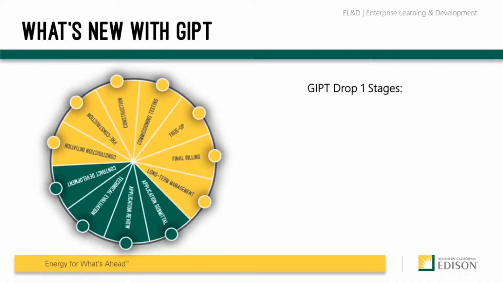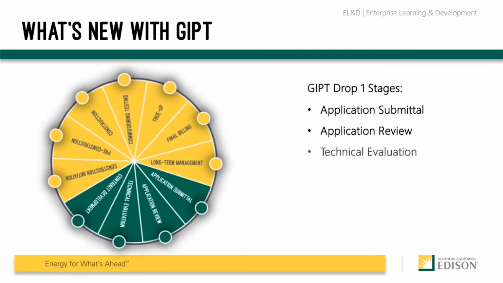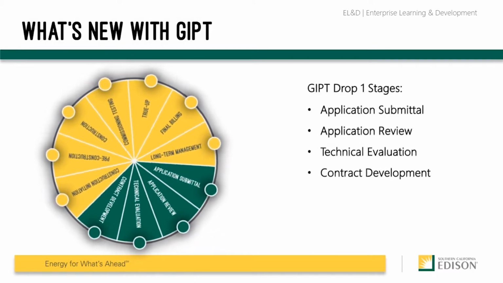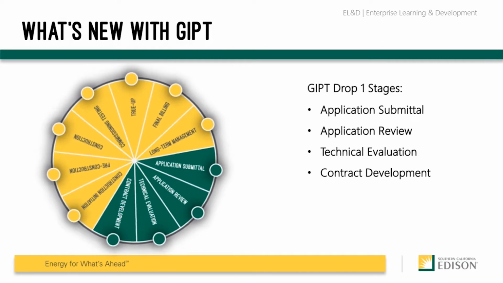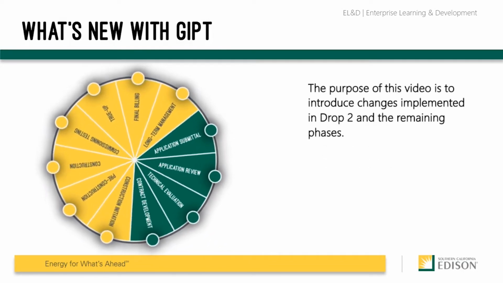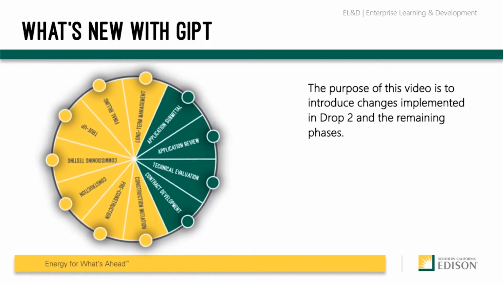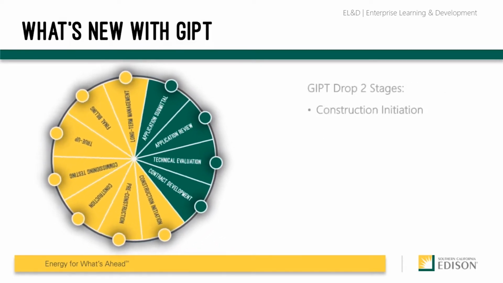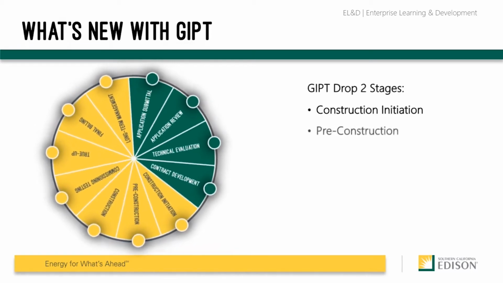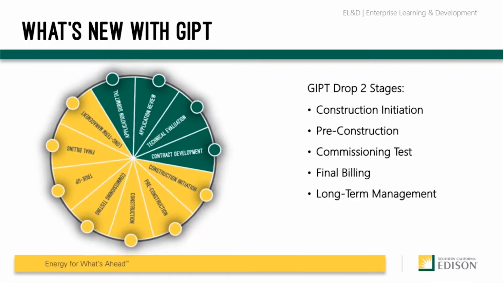GIPT Drop 1 stages include application submittal, application review, technical evaluation, and contract development, as well as the look and functionality of the GIPT tool. The purpose of this video is to introduce changes implemented in Drop 2 and the remaining phases applicable to the interconnection customer, which are construction initiation, pre-construction, commissioning test, final billing, and long-term management.